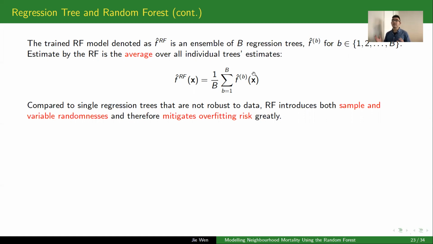Because we have introduced both sample and variable randomness into the random forest by manipulating the different trees in slightly different ways, compared to any single regression tree, the random forest can mitigate overfitting risk. This means the random forest model is much more robust to the data we use to train the algorithm compared to any single regression tree.